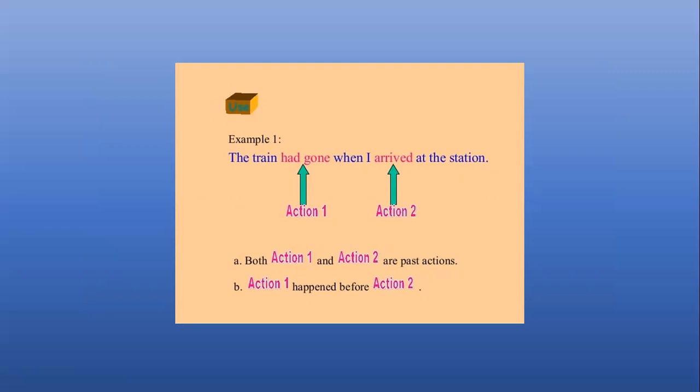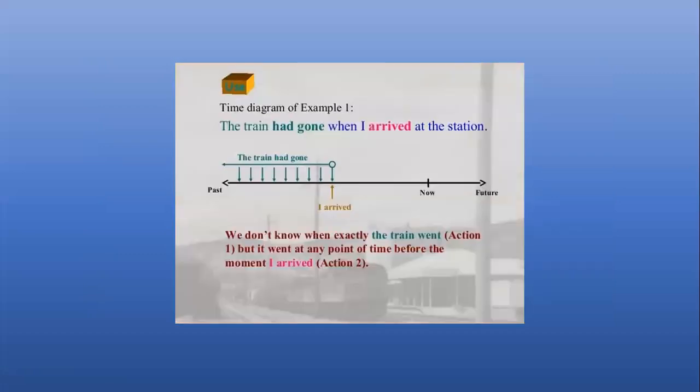This is the first action. When I arrived at the station, arrived here is what? That is simple past, that is action 2. Okay. So both action 1 and action 2 are past actions. It happened, it's completed, it finished. Action 1 happened before action 2. So that's why action 1 is in past perfect tense and action 2 is in simple past. See here. The train had gone when I arrived at the station.